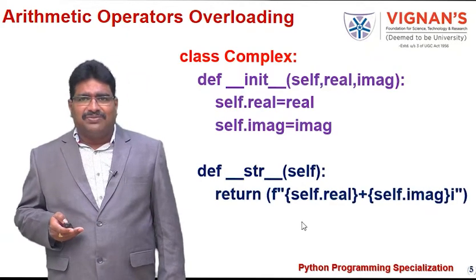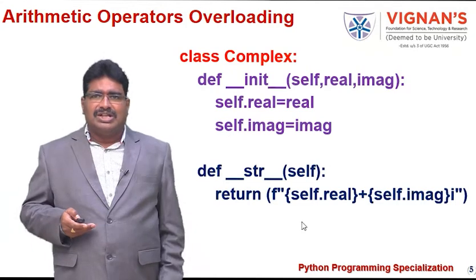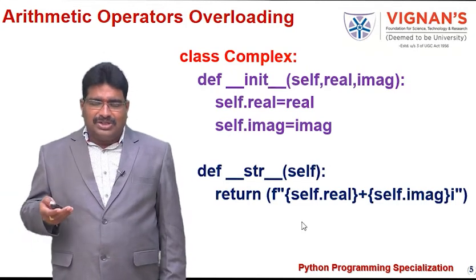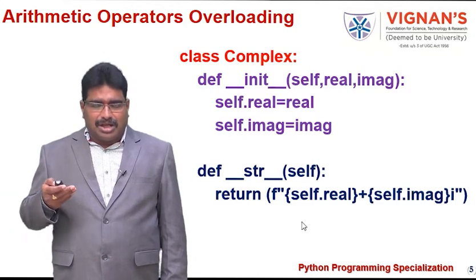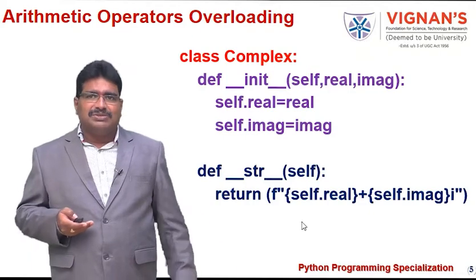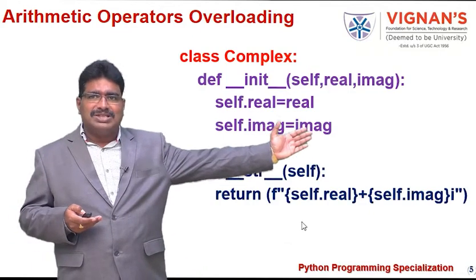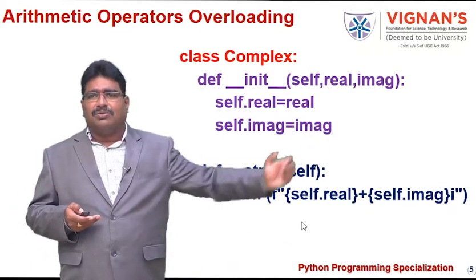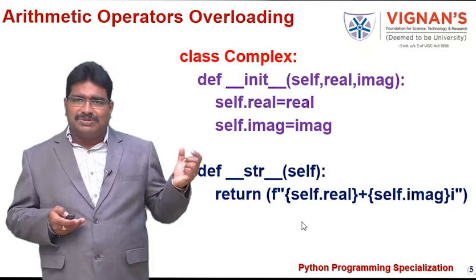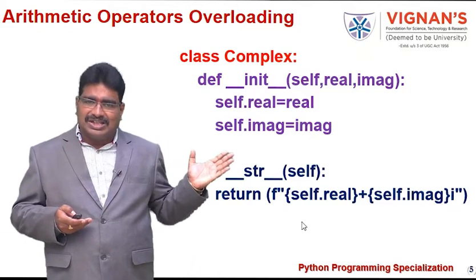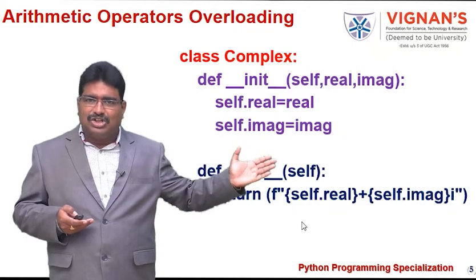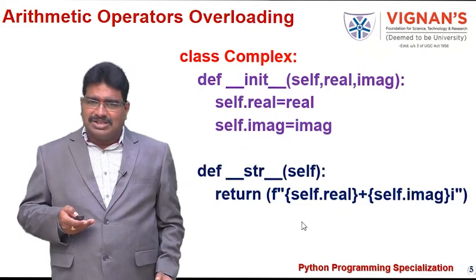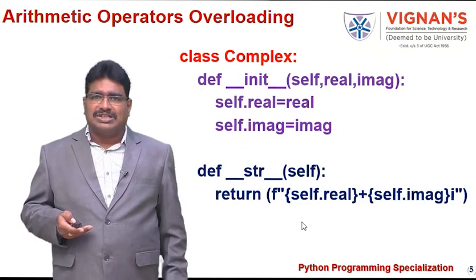And next we define the __str__ function. Its main purpose is that whenever we need to print an object of the Complex class, we display the real value plus the imaginary value followed by the i symbol. That is, we want to display the value in the real attribute, and the plus symbol needs to be displayed, followed by the imaginary value followed by the i symbol.